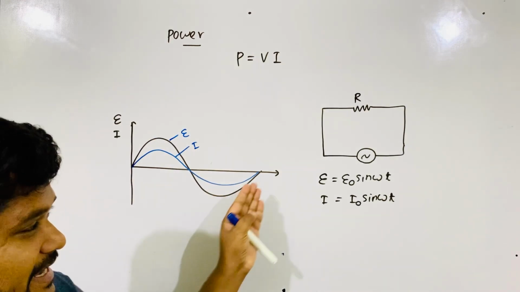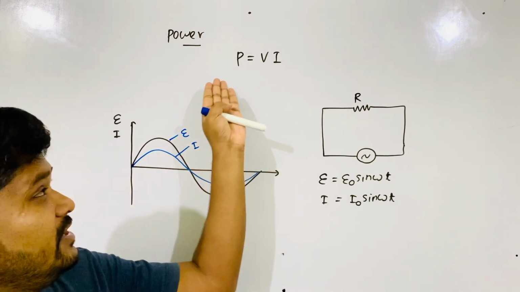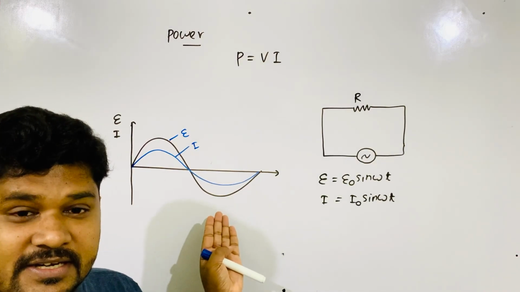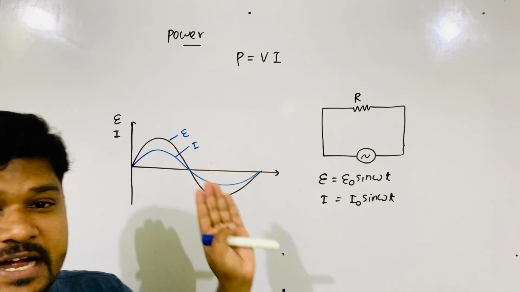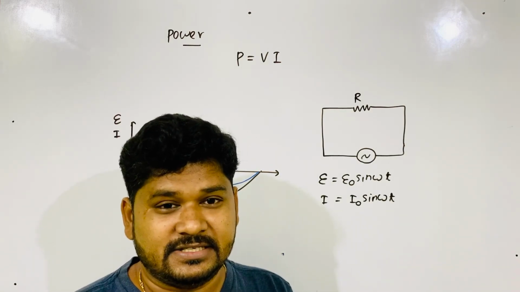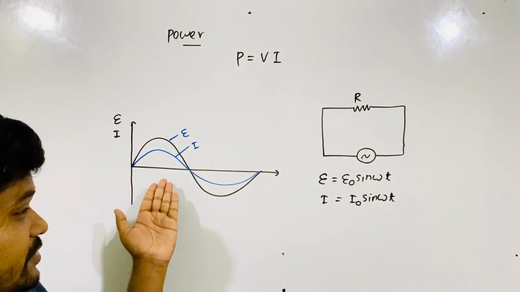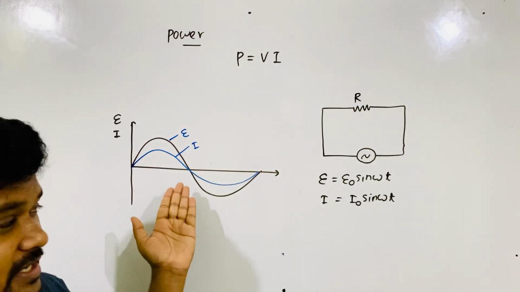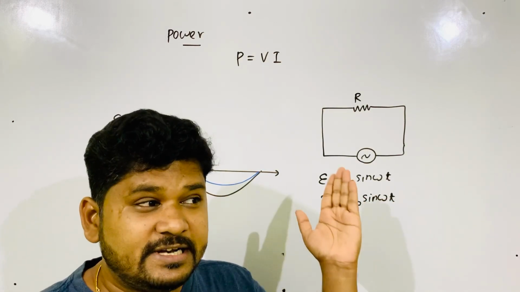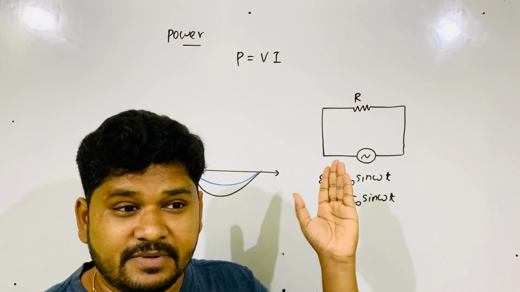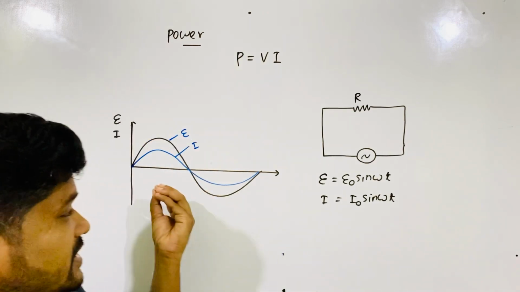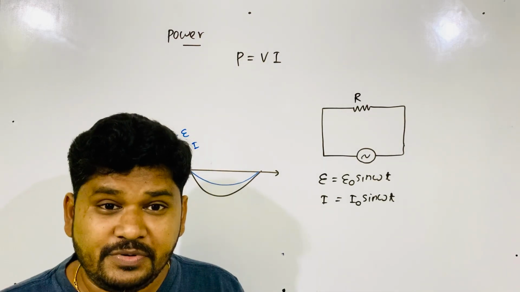But in an AC circuit, we cannot use this formula of power, because here every time voltage and current are changing. This is the situation of a pure resistive circuit. But you have seen in a pure inductive circuit, sometimes when the voltage is at peak value, maximum, current is 0. This happens. Which value of voltage and current will you take? You will be confused.